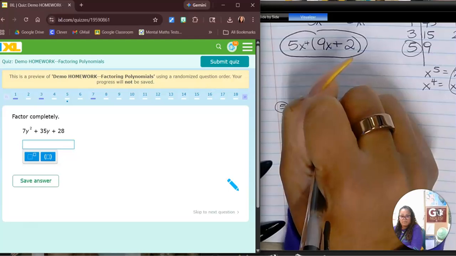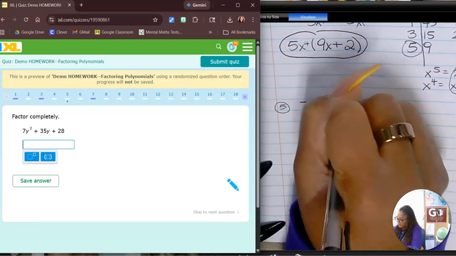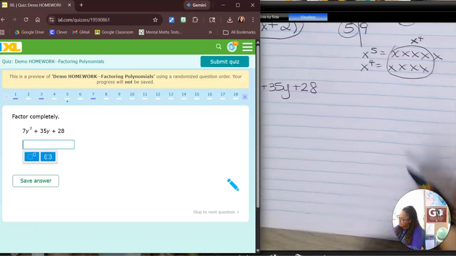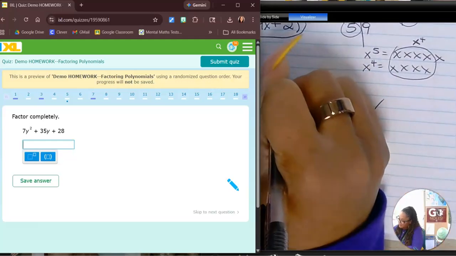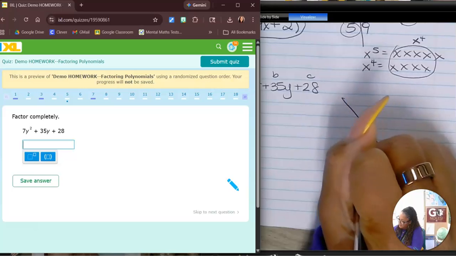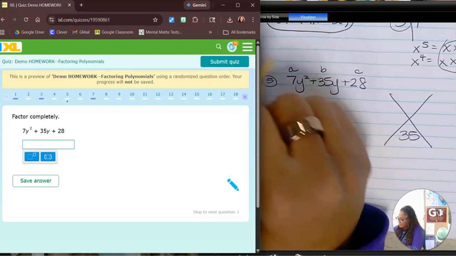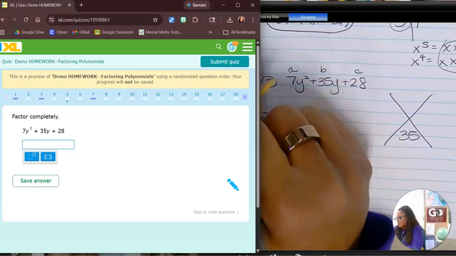7y squared plus 35y plus 28. Okay, make your big X with my A, B, and C. So B is 35, and then 28 times 7. Oh, Lord. 28 times 7. 6 carry 5. That's 196.